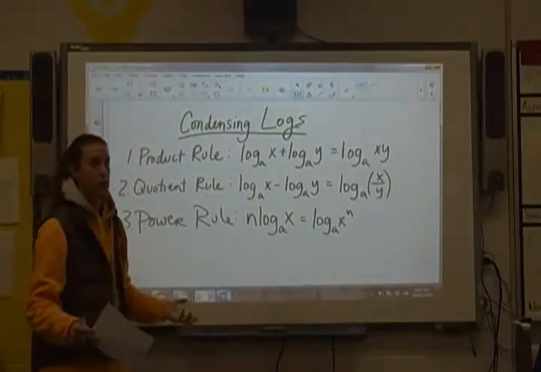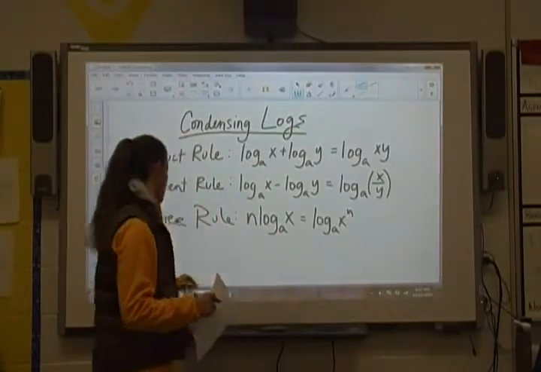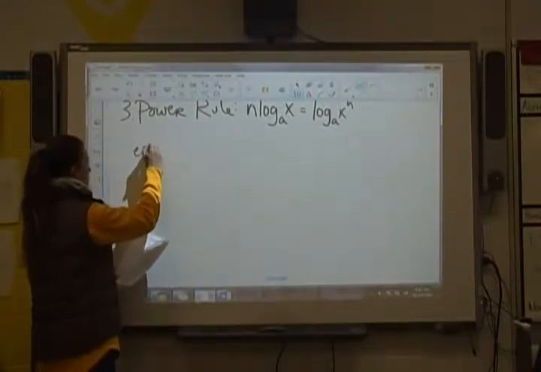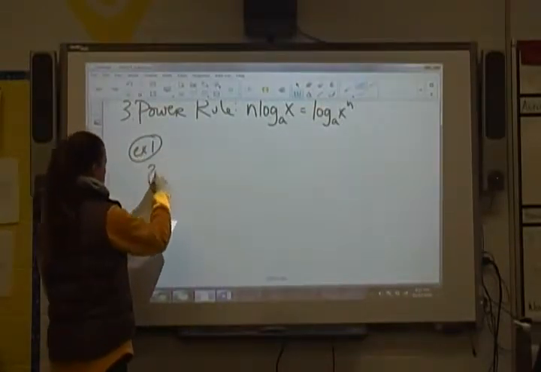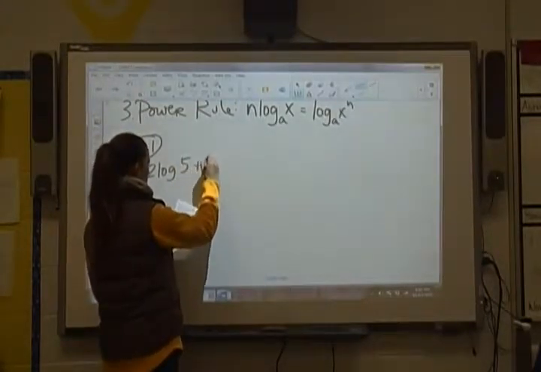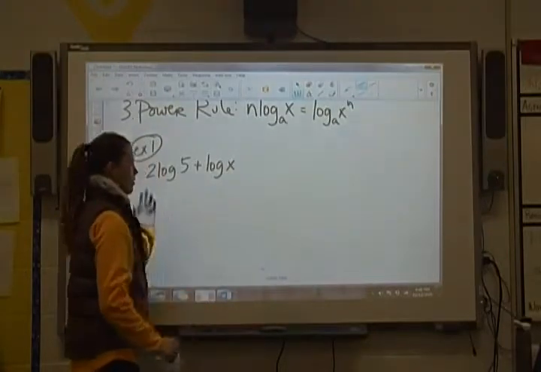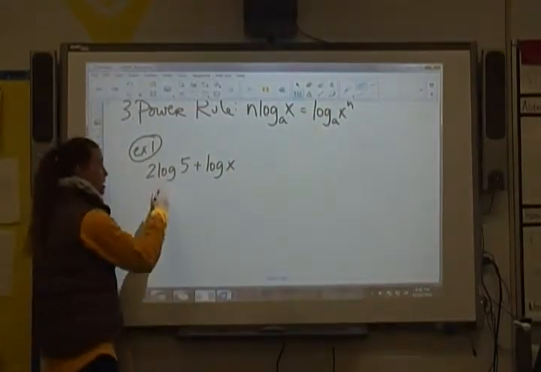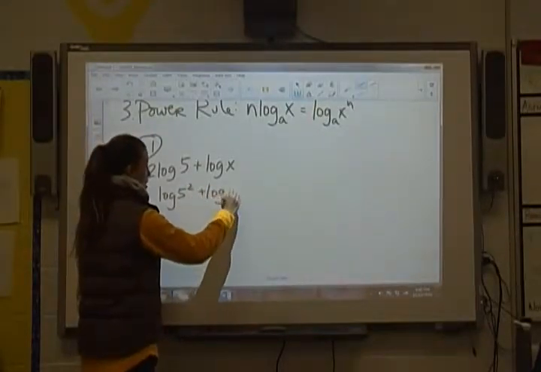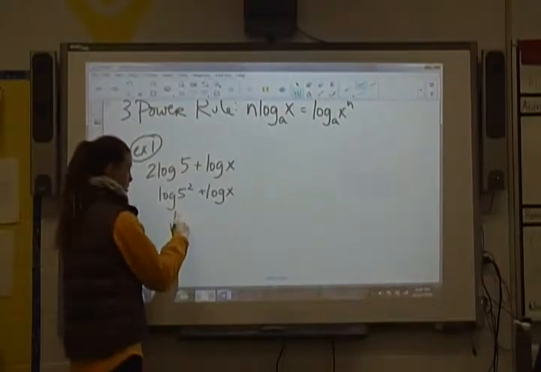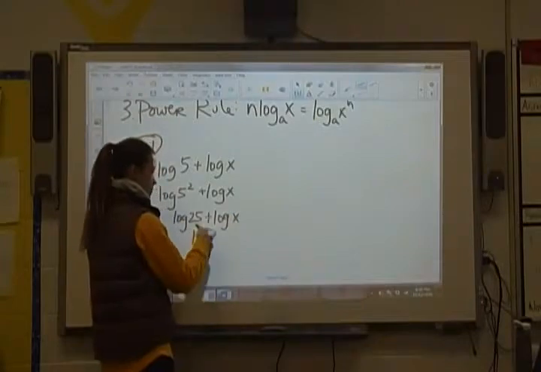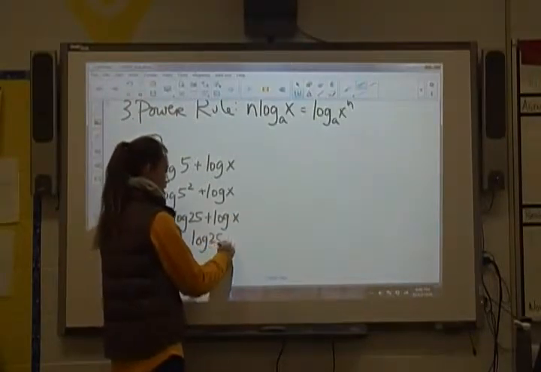Now we're going to do a few examples to condense some logarithms. So our first one here, again, we'll start out easy. We've got 2 log of 5 plus log of x. So the first thing we need to do is move that coefficient onto our 5, log of 5 squared plus log of x. Well, 5 squared is 25, so log of 25 plus log of x makes that multiplication log of 25x.